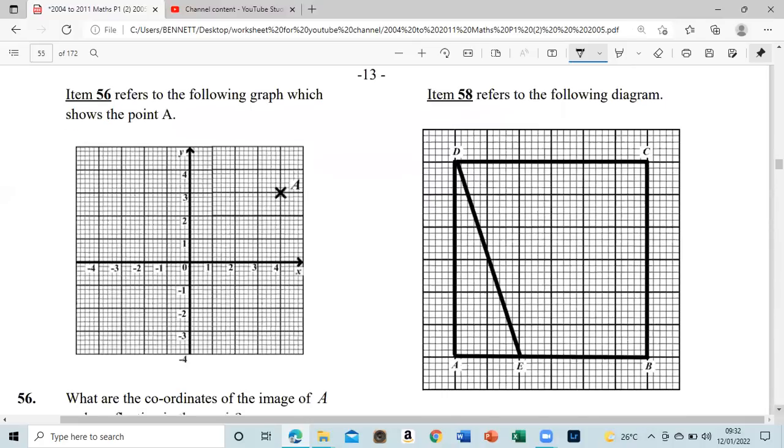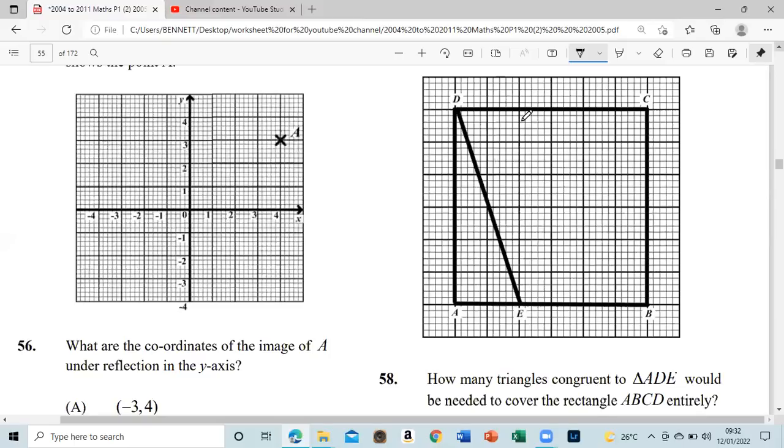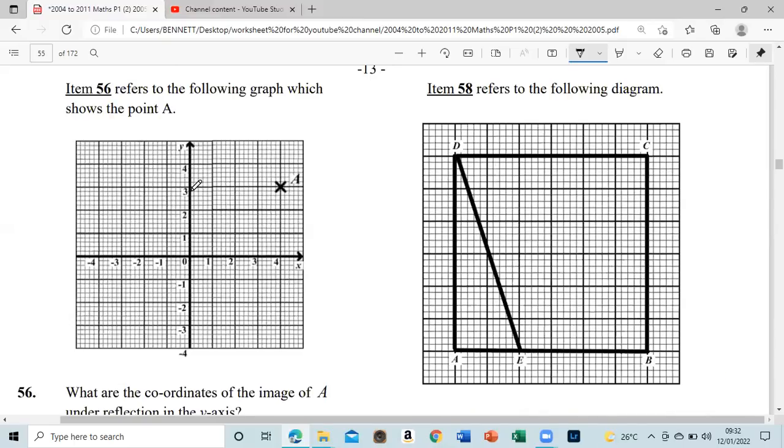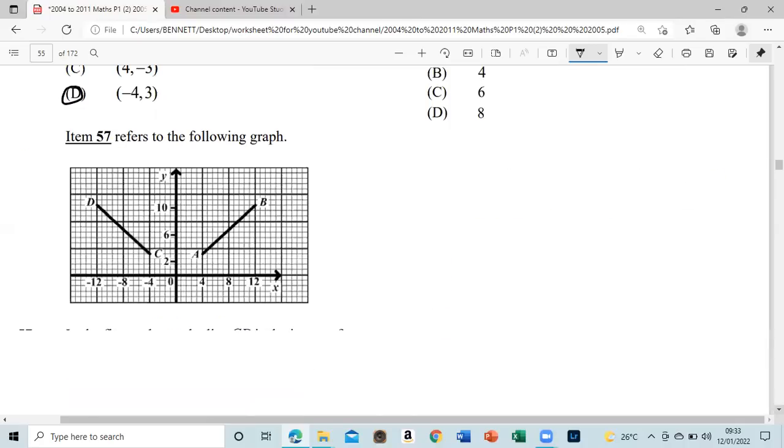56 refers to the following graph, which shows the point A. The coordinate of the image of P under reflection in the y-axis. So, right this way, it's negative 4, 3. I'm super tired already. All right, let's go, guys. Let's go to the end.